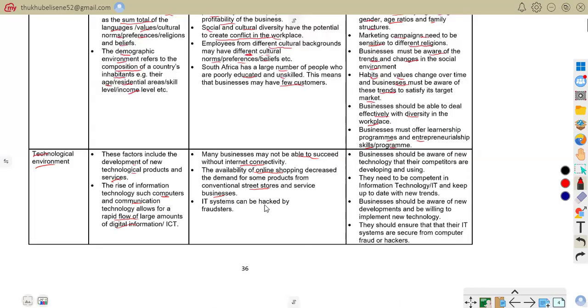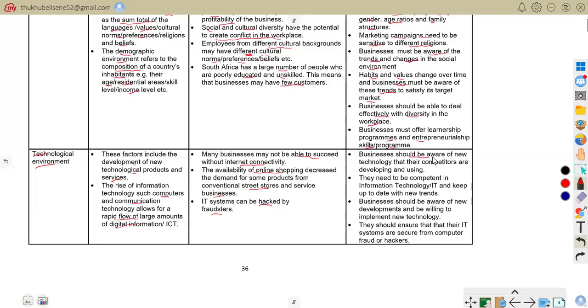The IT system can be hacked by fraudsters. The fraudsters can hack it. So the IT system can be hacked, and there will be cyber crime that affects businesses. So that is that. Let us move on to the strategies of the technological environment.